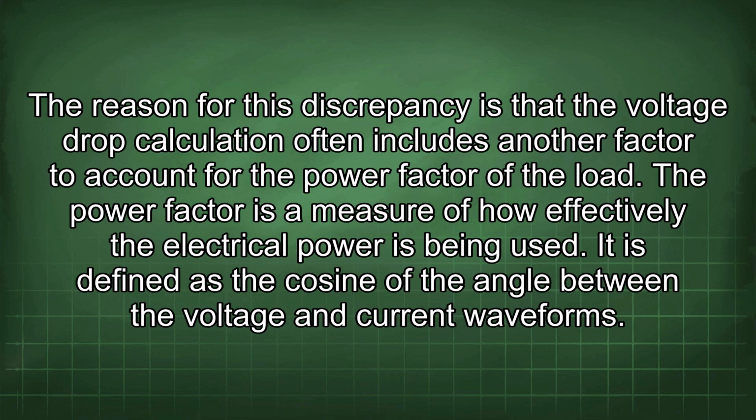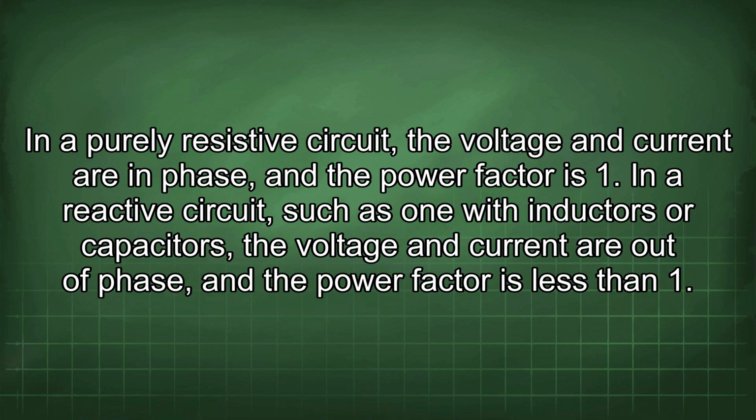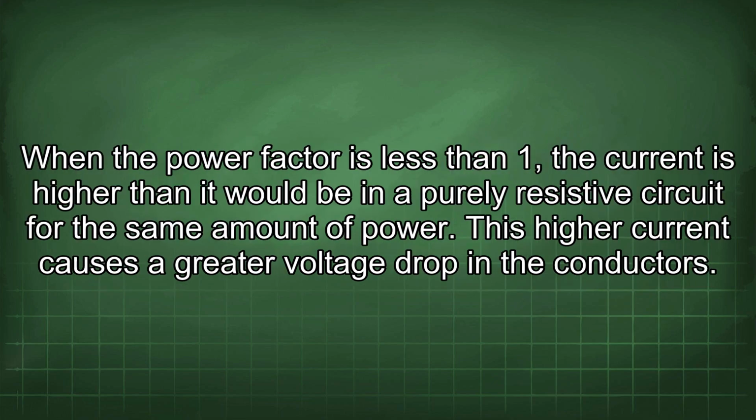It is defined as the cosine of the angle between the voltage and current waveforms. In a purely resistive circuit, the voltage and current are in phase, and the power factor is 1. In a reactive circuit, such as one with inductors or capacitors, the voltage and current are out of phase, and the power factor is less than 1. When the power factor is less than 1, the current is higher than it would be in a purely resistive circuit for the same amount of power. This high current causes a greater voltage drop in the conductors.